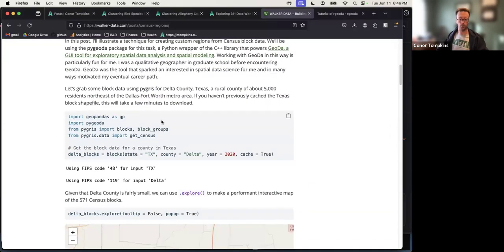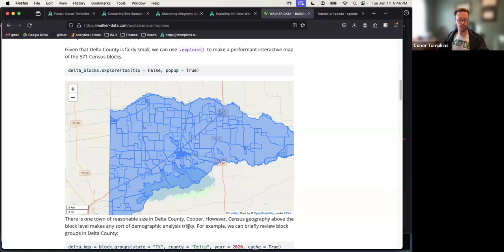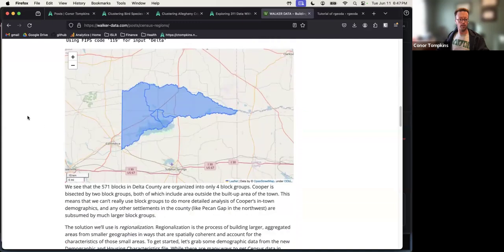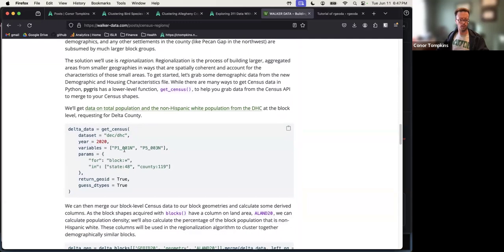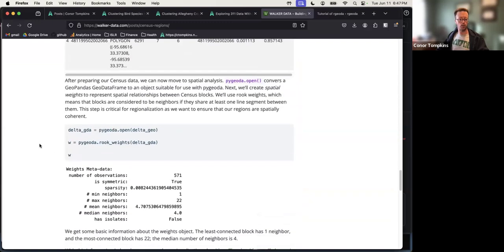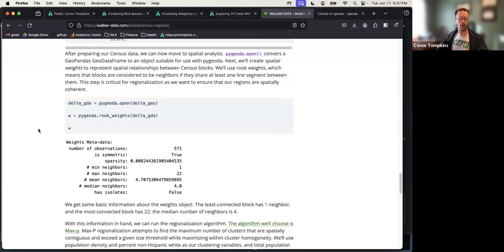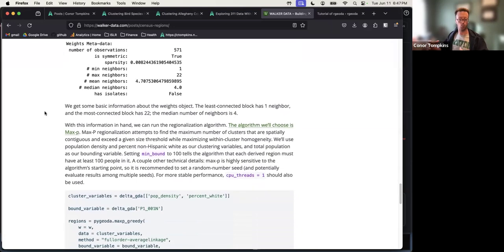He gets the data. He's doing this in Python, but you can do it in R too. So this is an interactive graph of all the census blocks in the area he's working with. And then you can get some census data through his package. So the Charlotte population and the non-Hispanic white population. You turn that into a table. And then you can use this Geoda package. This is the Python implementation, but there's also an R one as well. And then you can apply that spatial constraint on the clustering algorithm such that all the clusters are contiguous within each cluster.